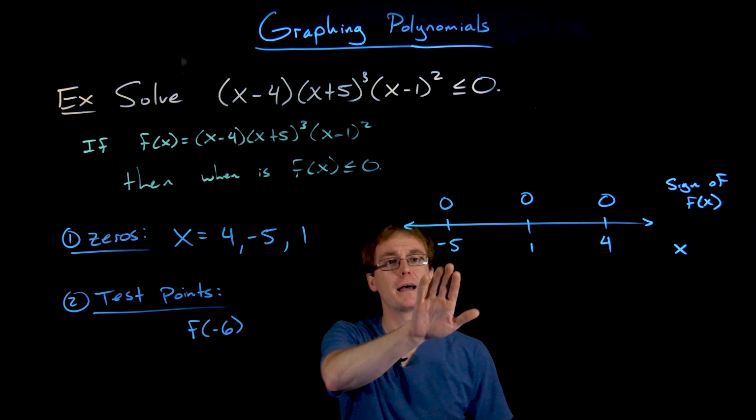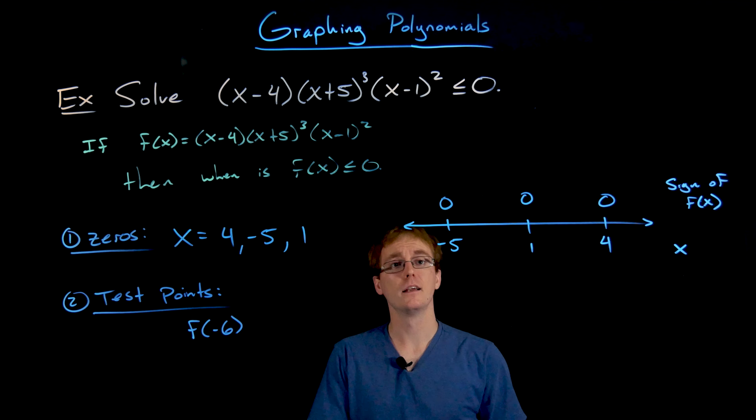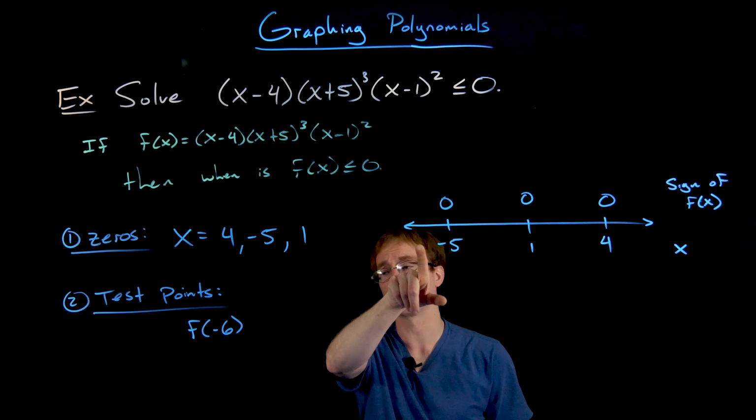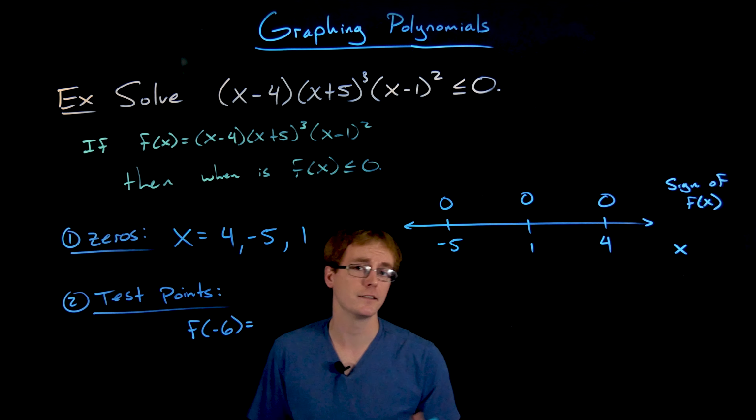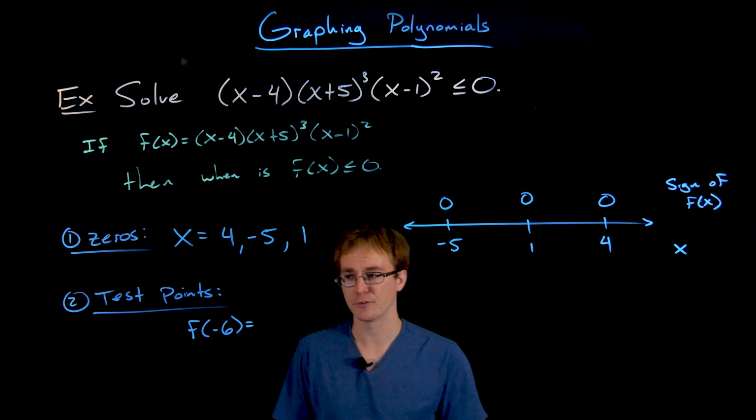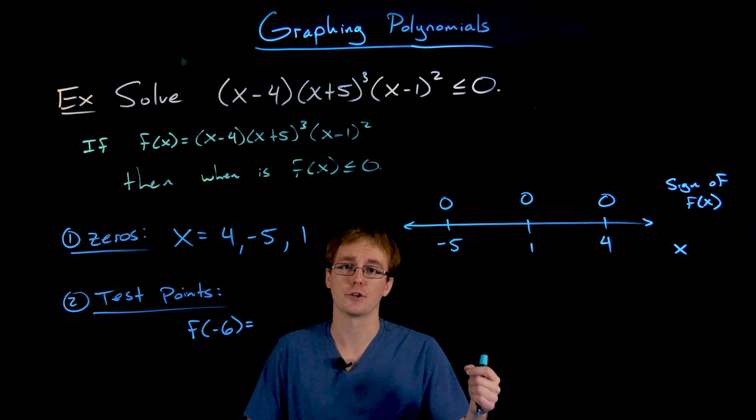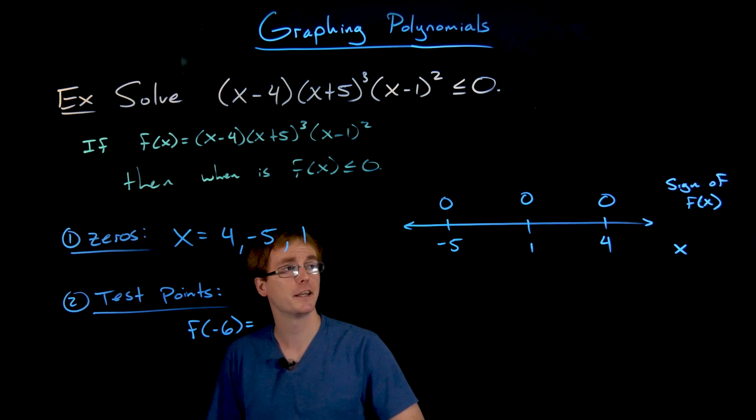So we need to pick some x value that is to the left of our furthest left 0. And our furthest left 0 is at x equals negative 5. Any number to the left of negative 5 will do. We want to pick a number that's easy to plug in, so let's go ahead and just pick negative 6. But if you wanted to, you could pick negative 5.00001 or negative 500 billion. They're going to accomplish the same thing.